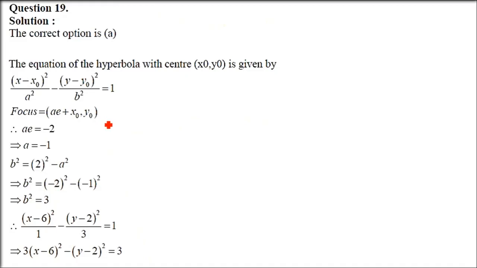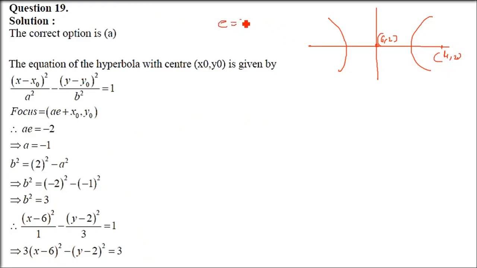Question number 19. The equation of the hyperbola whose center is 6, 2, one focus is 4, 2, and eccentricity is 2. So we have various things being given here. So how do we do this? You have to understand that whenever we have the center as 0, 0, then we have ae, 0 as focus and a, 0 as the vertex. But when we have the center not at 0, 0, here we have 6, 2. So you have to add, if it is the transverse kind of hyperbola, the x term of the center, that is 6, to the focus or vertex term.